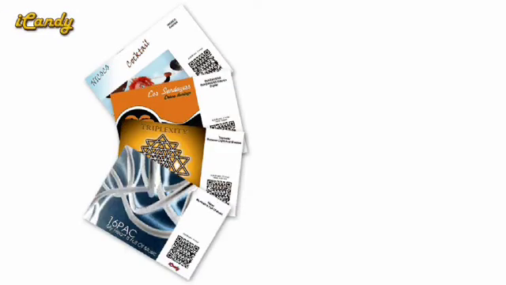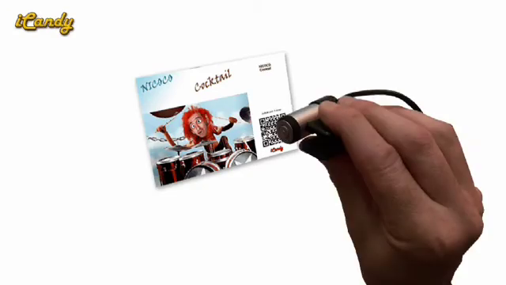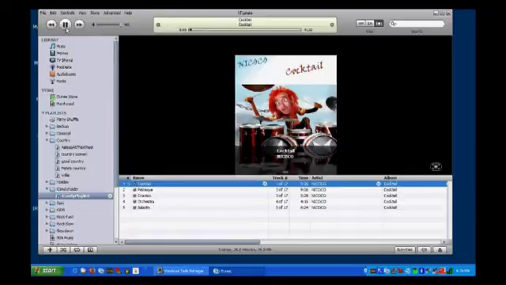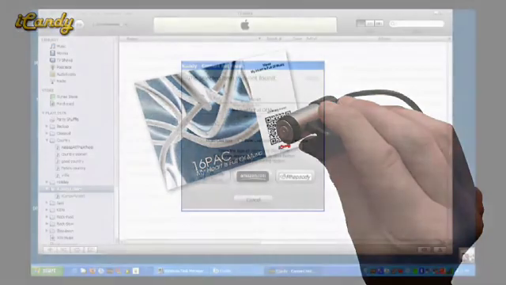iCandy cards can also be shared or traded with friends. In this example, a friend borrows two cards. When the friend scans the first card on their own PC, the music starts playing. This is because the friend owns a copy of the same album. The album associated with the second card is not part of the friend's iTunes collection.